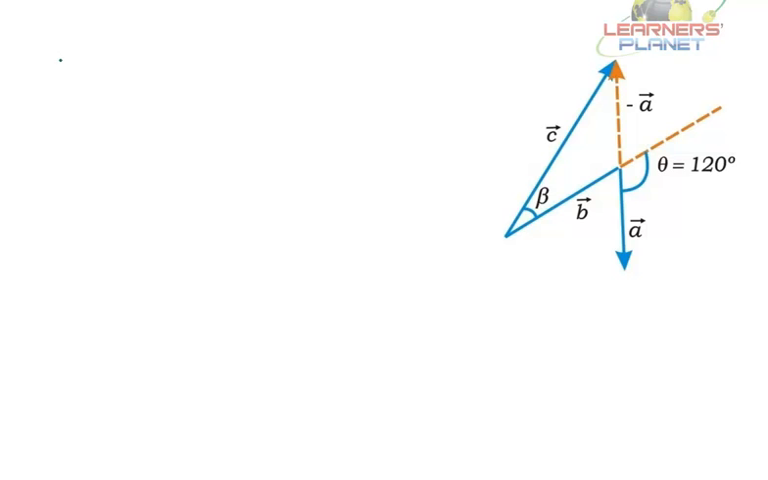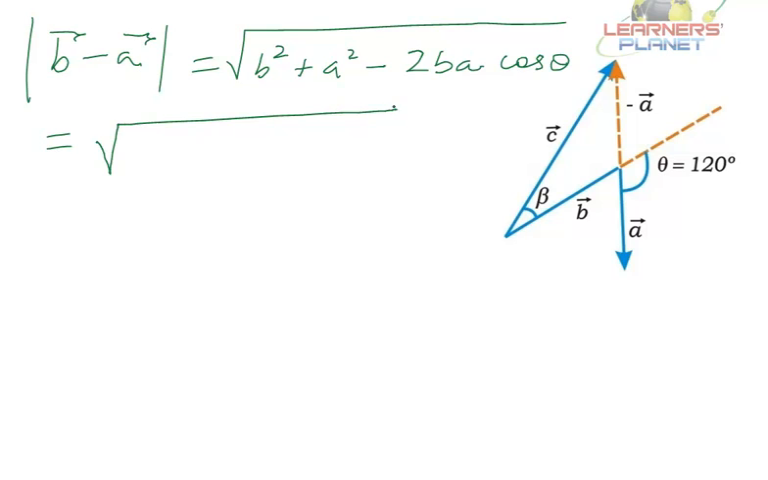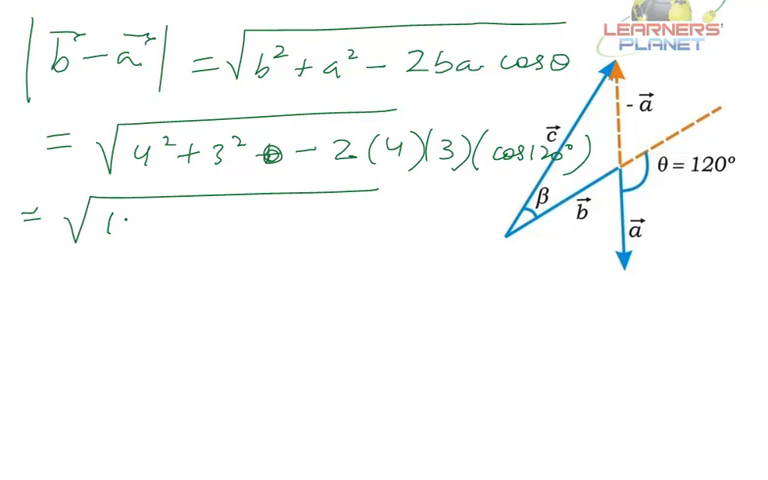Now let us look at the second part, B minus A. So the magnitude will be under root of B square plus A square minus 2BA cos theta. Again the angle is 120 degree. So if you calculate this, you will get 4 square plus 3 square minus 2 into 4 into 3 into cos 120, which is under root of 16 plus 9 minus 24 into minus half. Cos 120 is minus half.